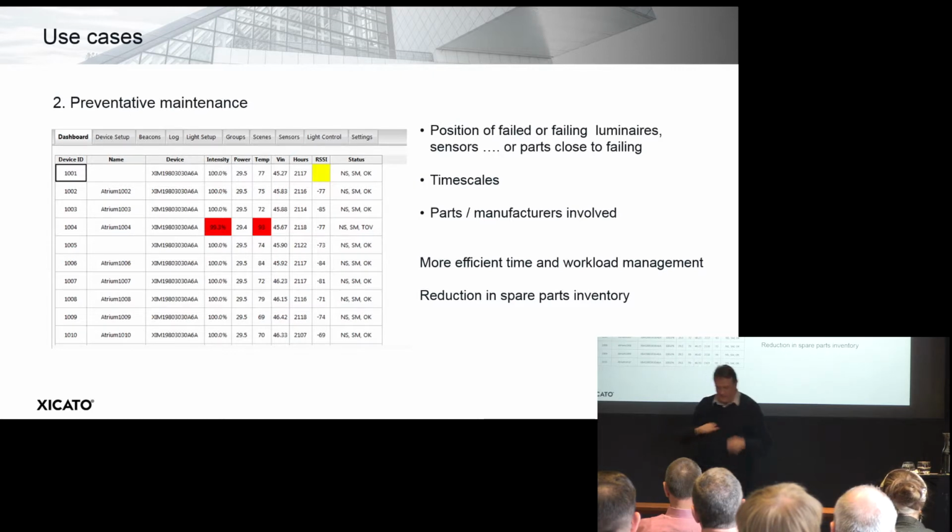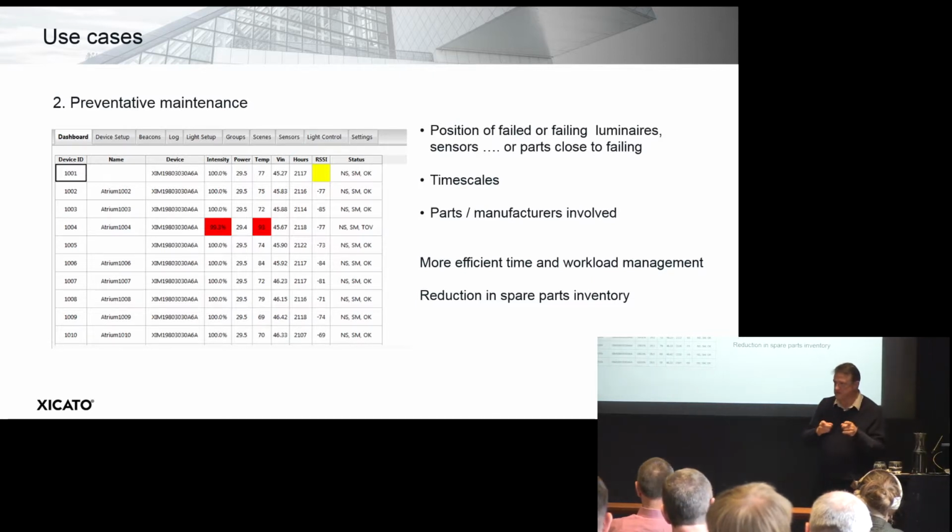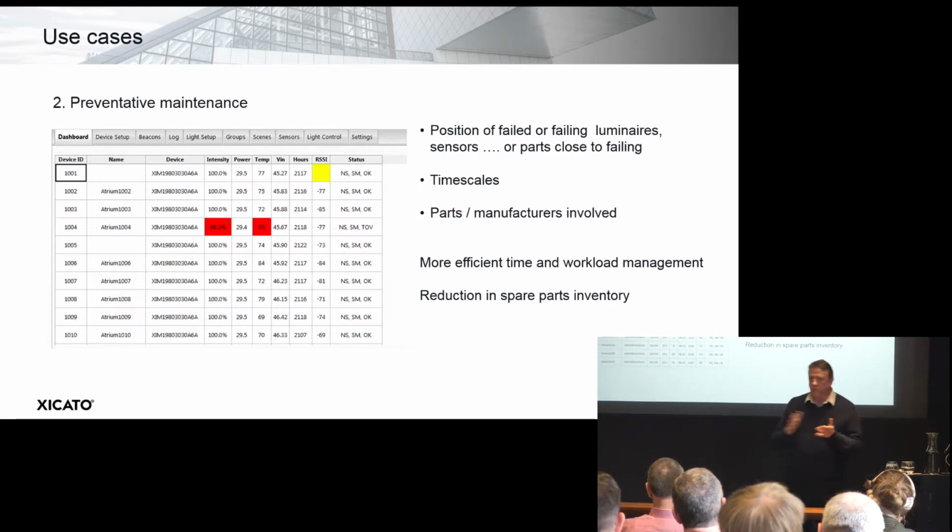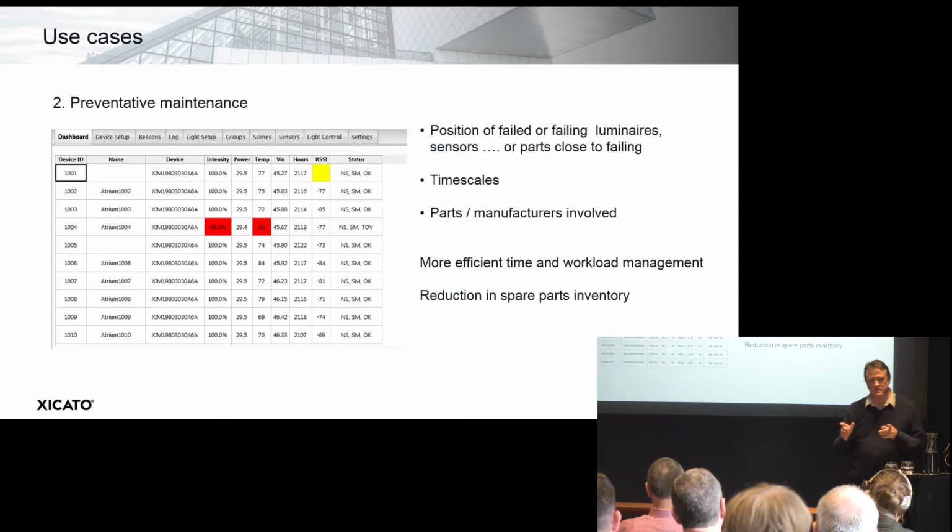The temperature is going to cause problems further down the line. So even before it has manifested itself, you can have it fixed. It also gives you timescales, let's say for optimum group replacement cycles, and if you take it to another level, the manufacturers' part numbers are coded in the module. So it means more efficient time and workload management and a reduction in spare parts and inventory, because you're not going to get any surprises.